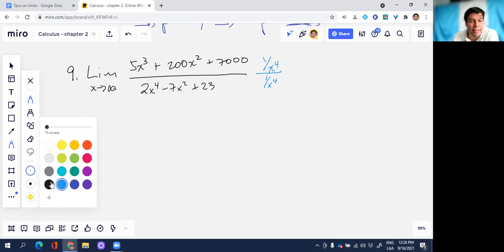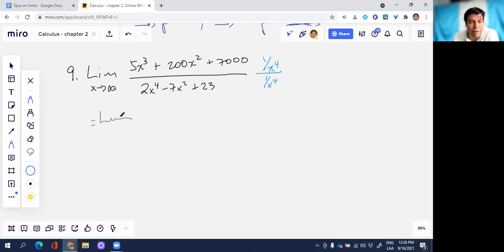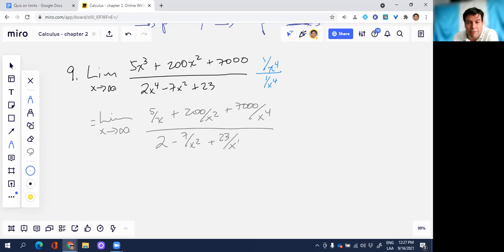So we get the limit as x goes to infinity of 5x cubed divided by x to the 4th, so that's 5 over x, plus 200x squared times 1 over x to the 4th, that's 200 over x squared, plus 7,000 over x to the 4th, over 2x to the 4th times 1 over x to the 4th, that's just 2, minus 7 over x squared, same process, plus 23 over x to the 4th.